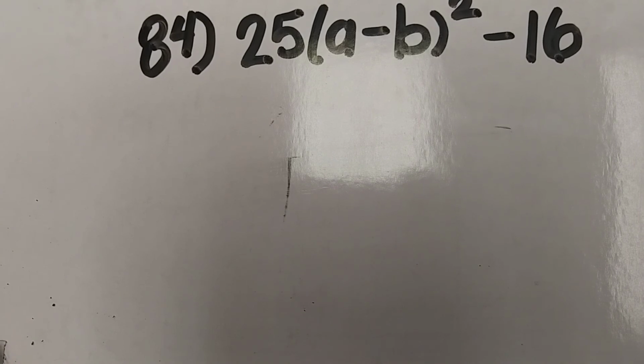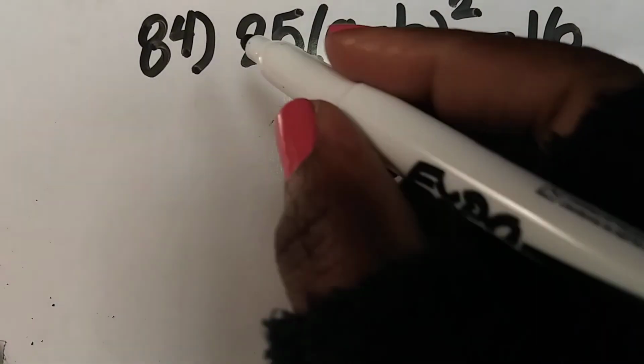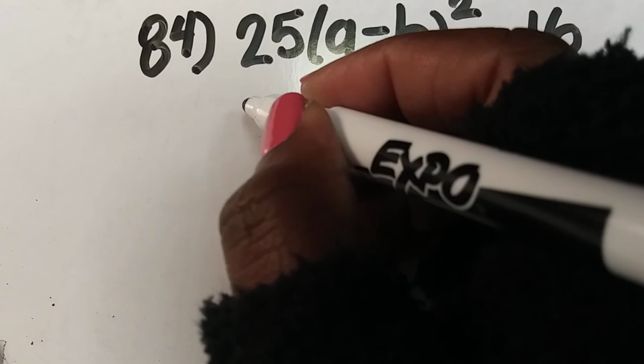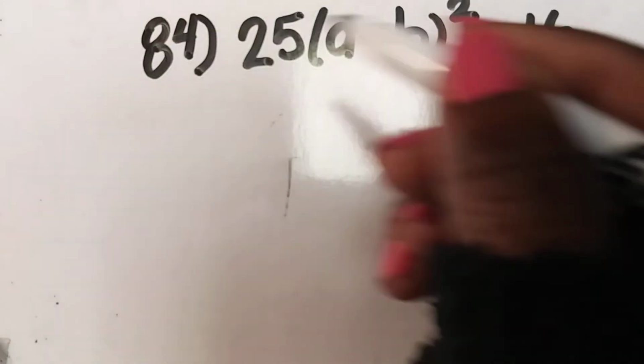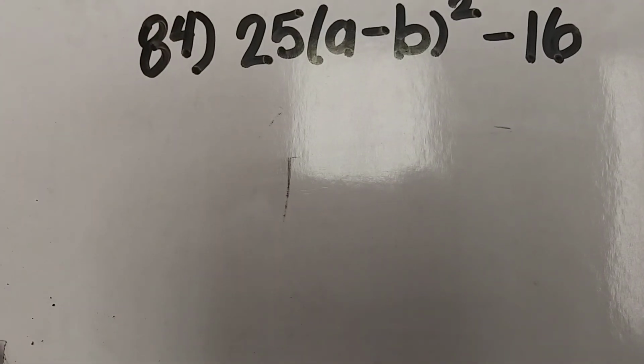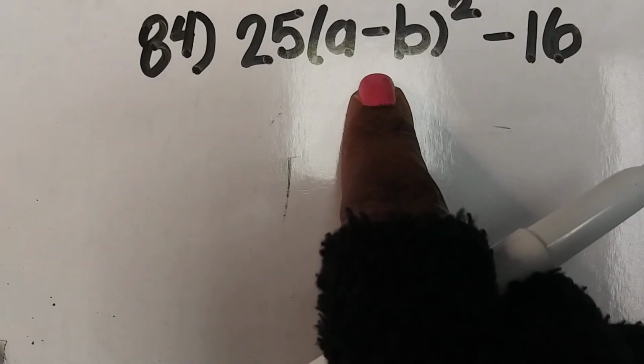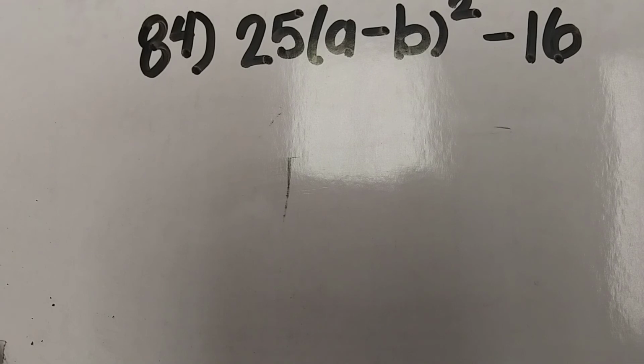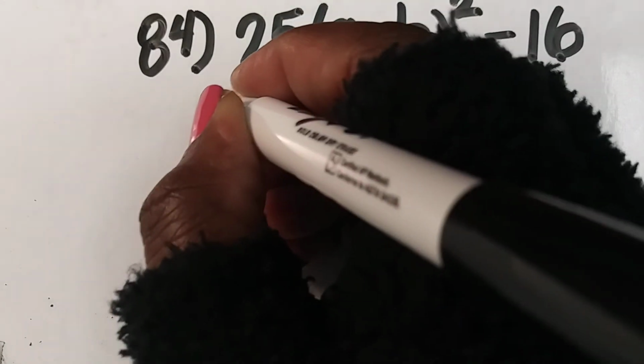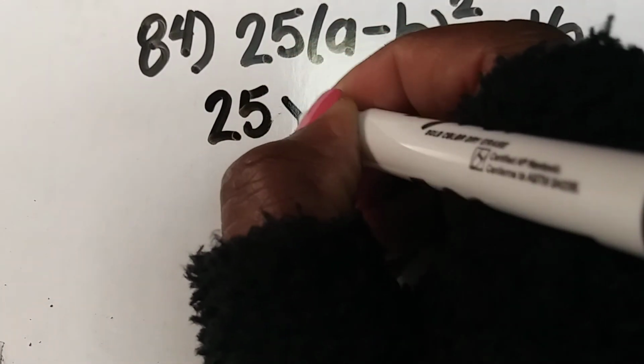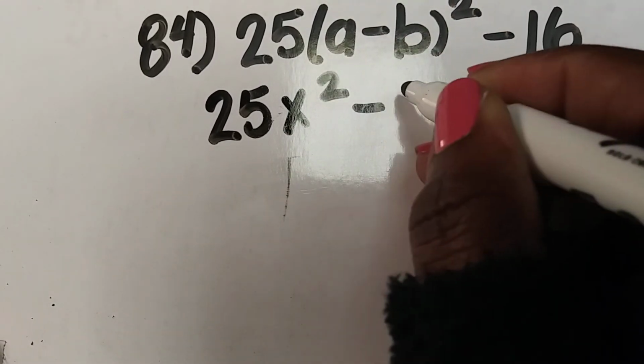But it looks so ugly. So when it looks ugly, I can do substitution. I can let x equal a minus b. Don't use the same letters. Don't use a or b because a and b are in the problem. Use a different letter other than a and b. So I'm going to use x. So I'm going to say 25x squared minus 16.